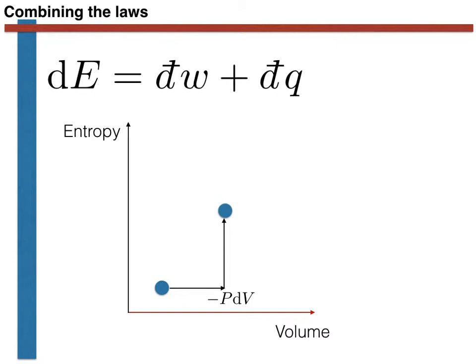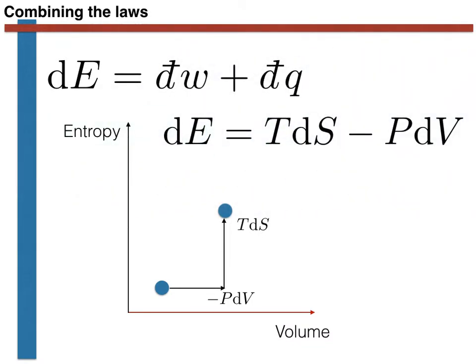The change in the internal energy on changing the entropy of the system without changing the volume can be calculated using the second law of thermodynamics. This is equal to the integral over TdS. We thus have that the total change in the internal energy of the system is given by the sum of these two integrals. In other words, dE is equal to TdS minus PdV.